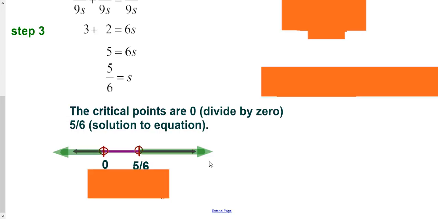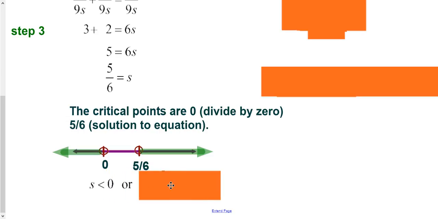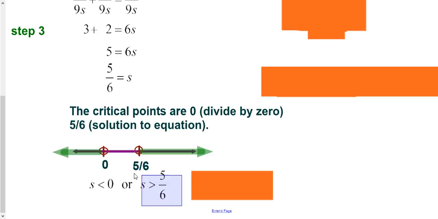After I have it graphed on my number line, then I'm going to write my answer. I have two totally separate regions that work, so I need to write two totally separate inequalities. So what's to the left of 0? What's to the right of 5 over 6? And I'm going to join it with an OR statement. So this would be my answer.